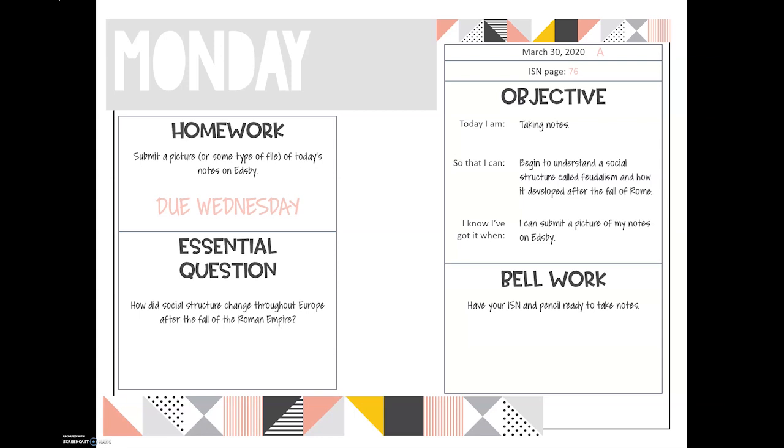Our essential question is, how did social structure change throughout Europe after the fall of the Roman Empire? Okay, so let's jump into our notes.